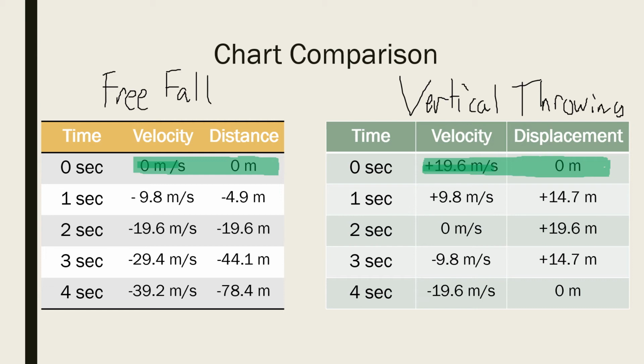The change is always going to be the gravity that transcends the charts. That's going to pull down the velocity in each chart. The only difference is free fall starts from rest, vertical throwing starts with a number. But it doesn't matter where you start. Once you pick that number and you start going down, it's negative 9.8, negative 9.8, negative 9.8, and so on.